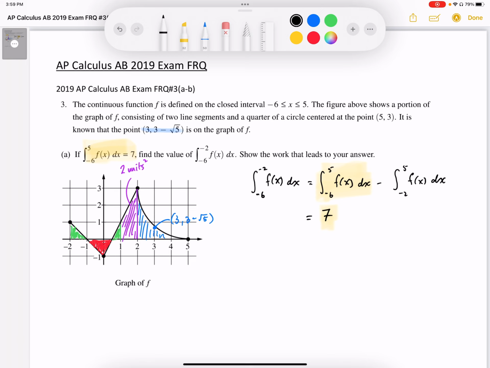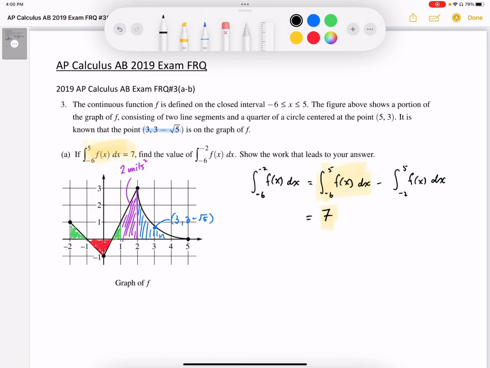So the part of f that we see from -2 to 5 consists of these line segments, and the blue part here is made by this quarter circle centered at (5, 3). We also have a point at (3, 3 minus root 5) on the graph of f, so I've got that there. I've started filling in some of these units here.